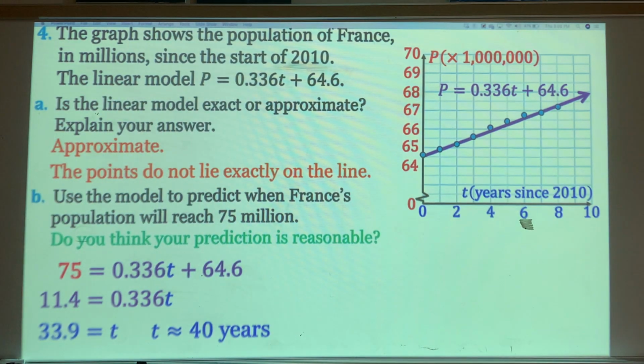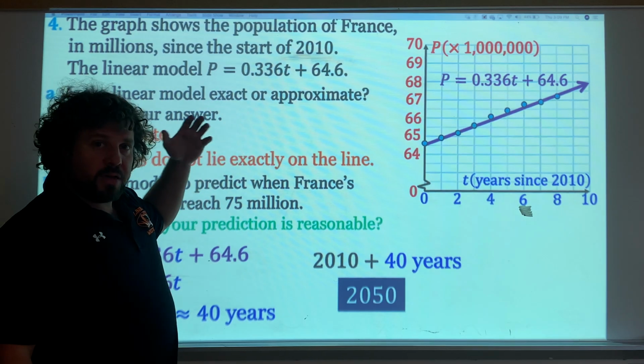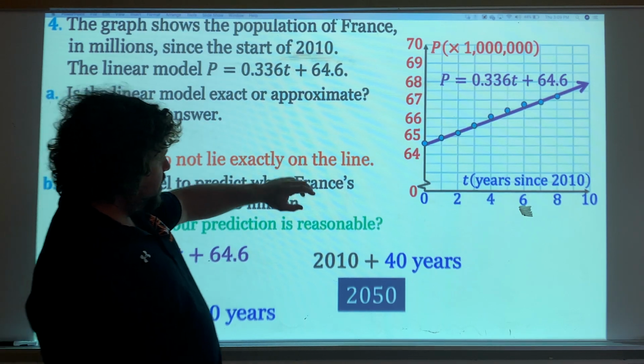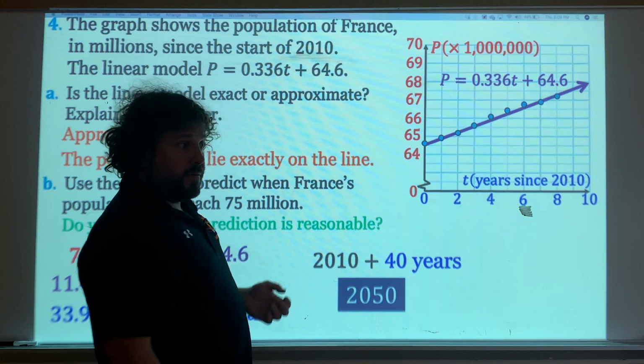So you have to take your about 40 years from 2010. So what do you do? You add them together. 2010 plus your 40, 2050. All right, so you're going to add the 2010 to the 40 years, and you get your year 2050.